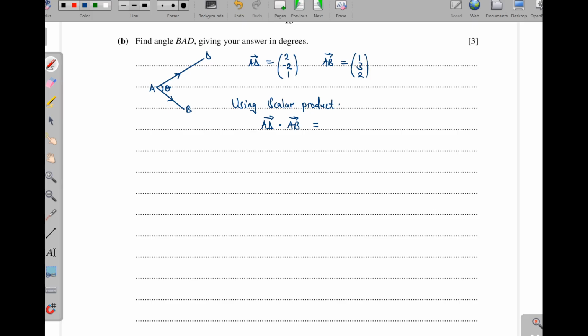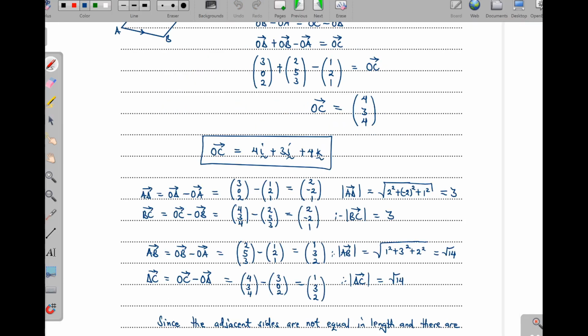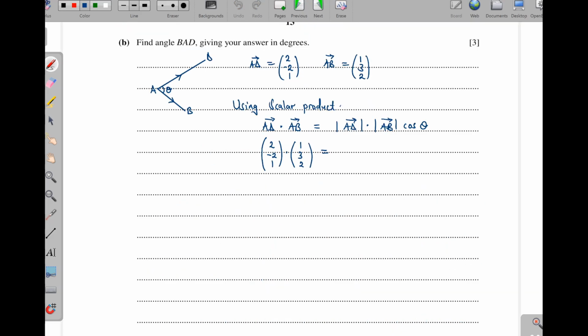Then this one will be equal to the modulus of AD, then times the modulus of AB, then cosine of the angle in between them. When we dot these two, we have 2, negative 2, 1, dotted with 1, 3, and 2. Then did we get the lengths of AD and AB? I think so. So AD, the length is 3, and then AB, this is root of 14. So we shall have 3, then times root of 14, then cosine of theta.